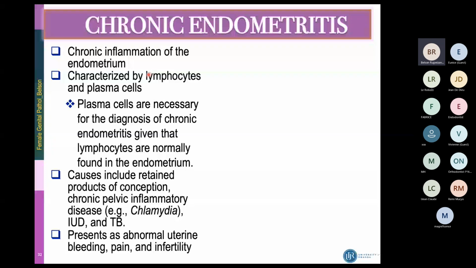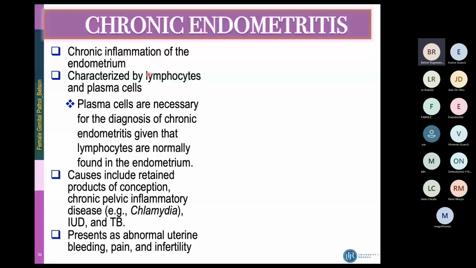So the chronic endometritis is characterized by lymphocytes and plasma cells, while the acute one is usually neutrophils, as you remember what we saw in inflammation in general pathology. So plasma cells are necessary for the diagnosis of chronic endometritis, given that lymphocytes are normally found in the endometrium. In the normal endometrium we have lymphocytes. So it is when you have additional plasma cells that you confirm this woman has chronic endometritis. So causes again include retained products of conception, chronic pelvic inflammatory disease caused by chlamydia, tuberculosis, or intrauterine devices.